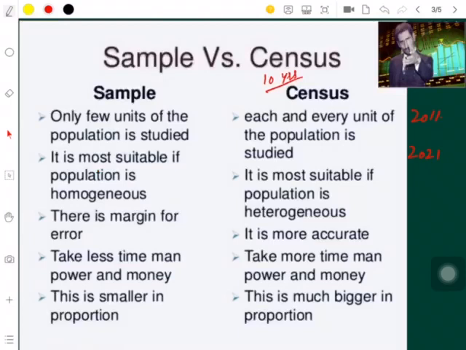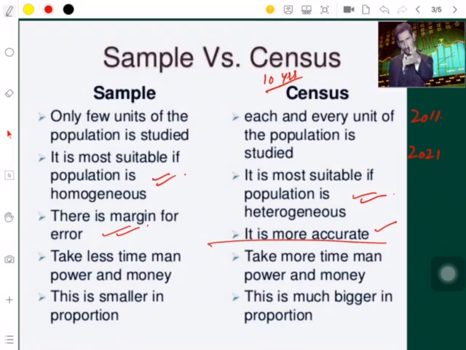Homogeneous means same; heterogeneous means different. So if you have a homogeneous population, this method is most suitable for you. But if you have a heterogeneous one, then you have to take the census method into consideration, asking each and every unit of your population. In the sampling method there are margins of error, while the census method is the most accurate method.